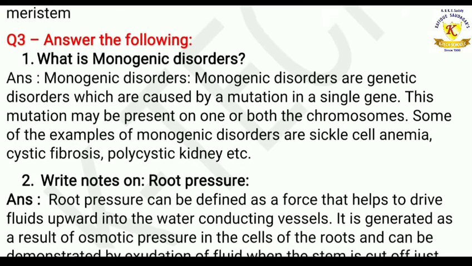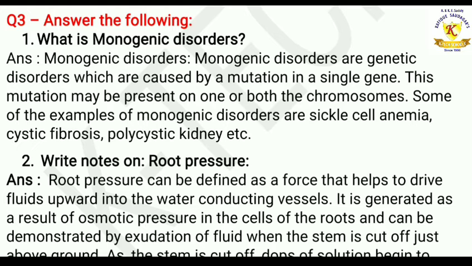Understood? Question number 3. Answer the following questions. First, what are monogenic disorders? Answer, monogenic disorders are genetic disorders which are caused by a mutation in a single gene. Mutation means change. This mutation may be present on one or both the chromosomes. Some examples of monogenic disorders are sickle cell anemia, cystic fibrosis, polycystic kidney, etc.